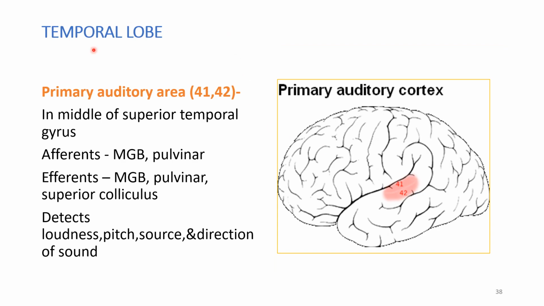Then coming to the third one, the temporal lobe. It has the primary auditory area, which is 41 and 42. They are present in the superior temporal gyrus. The afferents will come from the MGB, that is the medial geniculate body, and the pulvinar nucleus. Efferents will go to the medial geniculate body, pulvinar and superior colliculus. It detects the loudness, pitch, source and direction of the sound.